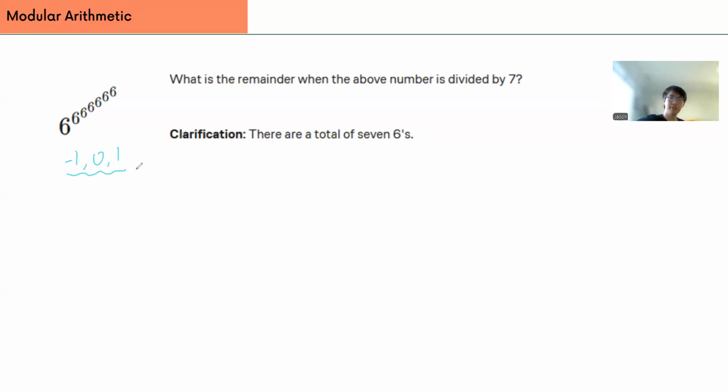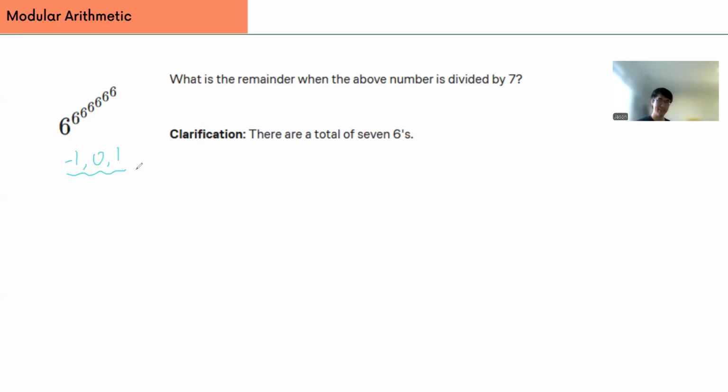So the first thing that you can see here is that this number is very, very big. It's six to the six to the six to the six to the six to the six to the six. It is absurdly big. You're not going to get an answer out of a calculator if you try to plug this in. I almost fell out of my chair.